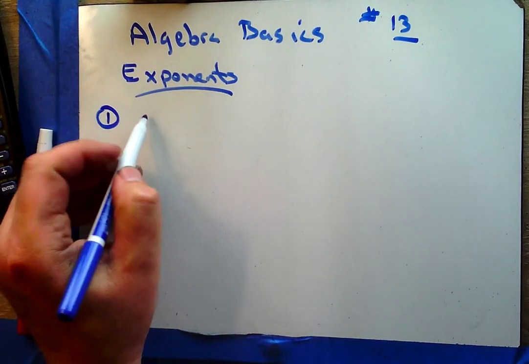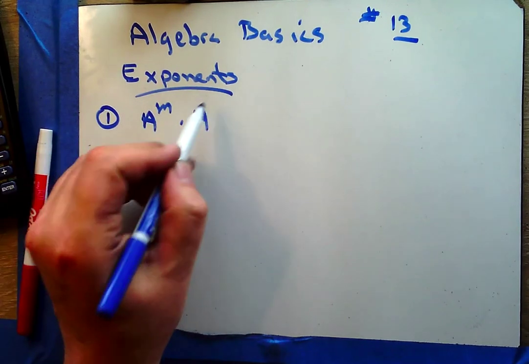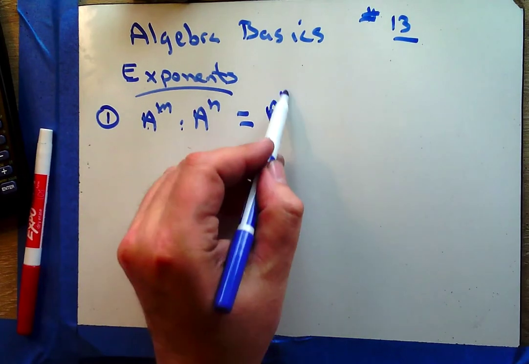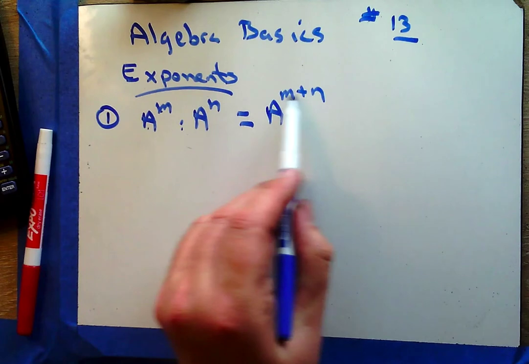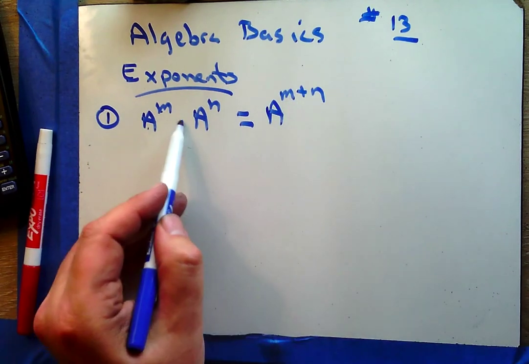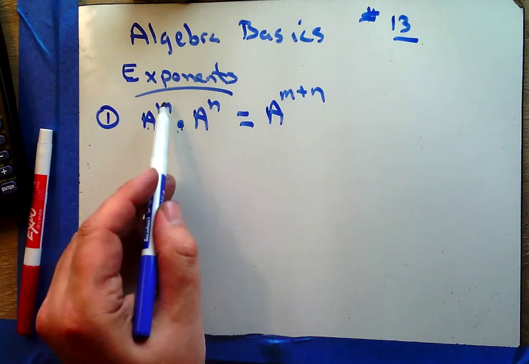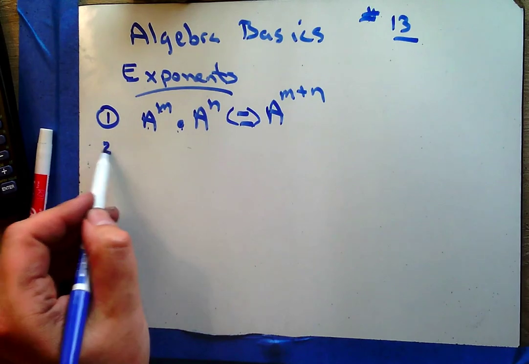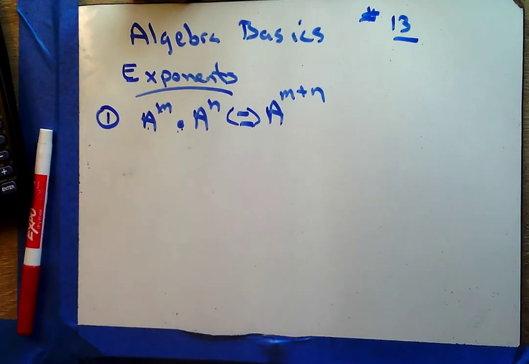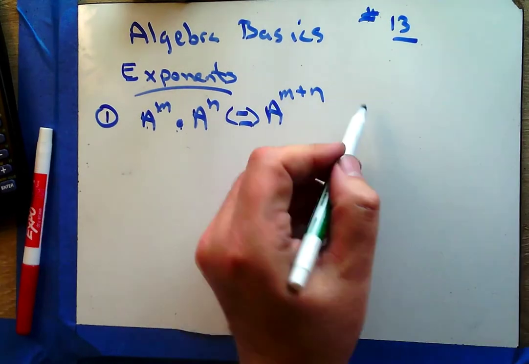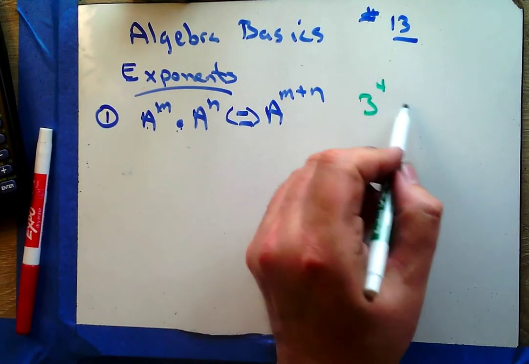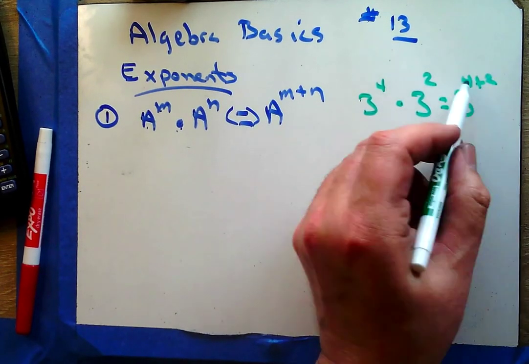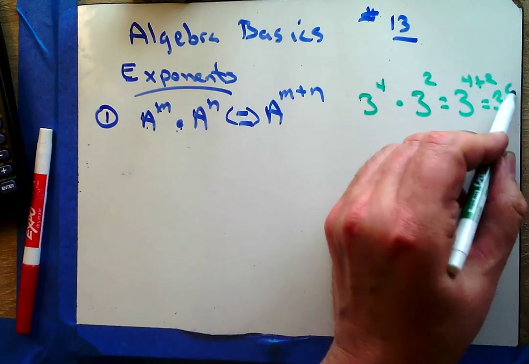Okay, so my first one is a to the m times a to the n. When the bases are the same and I'm multiplying, I can add those exponents. Likewise, if I see addition up here, I can go backwards and split that into 2 expressions, a to the m times a to the n. So this works both directions. All right, and so let's give an example of each as we go. 3 to the 4th times 3 to the 2nd equals 3 to the 4 plus 2, or 3 to the 6th.